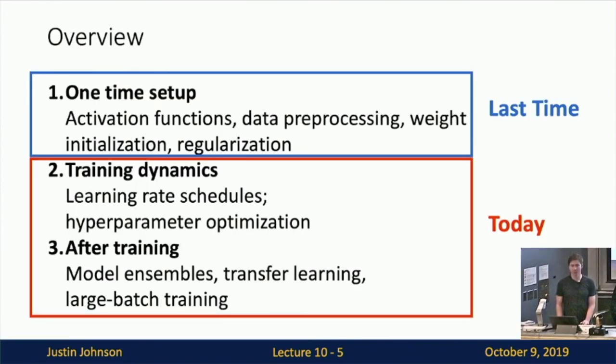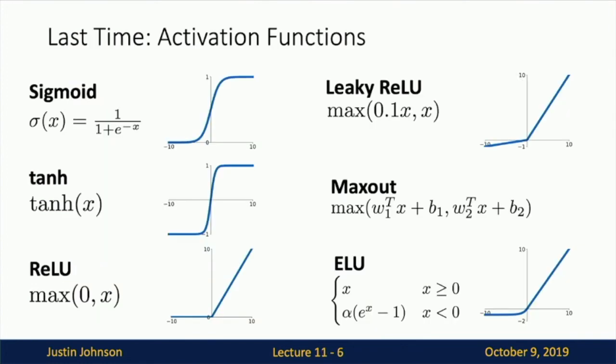So to recap last lecture and also this lecture, it's been a bit of a potpourri of a lot of different topics that you need to know about how to train neural networks. Last time we focused on some of these one-time setup choices about the architecture and whatnot that you need to make before you start training. Recall last time we talked about activation functions, and we had a lot to say about the different activation functions, but in the end we just decided to stick with ReLU because it doesn't matter too much.